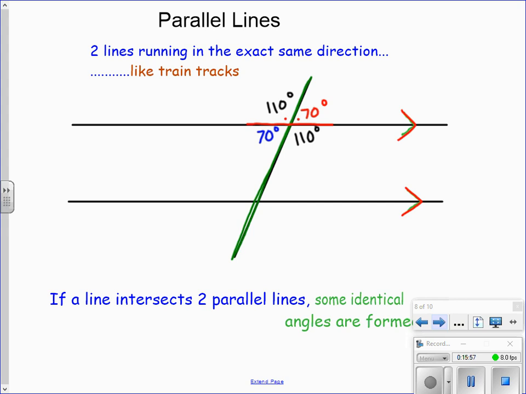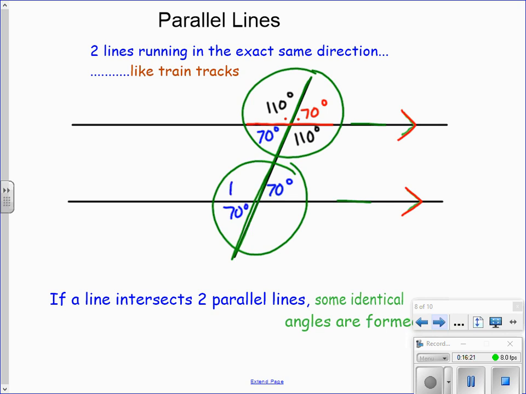Now, here's where parallel lines are great and easy, is that this intersection up here has to be exactly the same as this intersection down here because these lines are running parallel in the exact same direction. So because we know that the top ones are 70 and 110, we know that these bottom ones are also going to be 70 and 110 because these lines are running exactly the same direction and the same intersecting line is going between them. So we create intersections that are identical because the lines are parallel and they're running in the exact same direction.